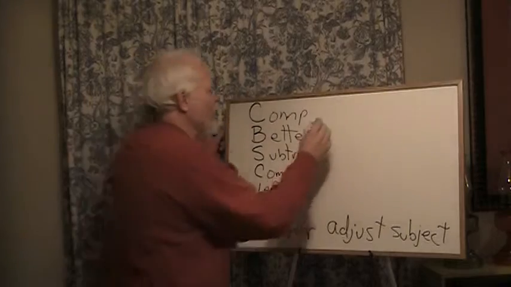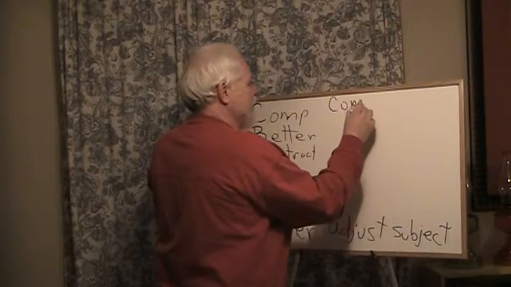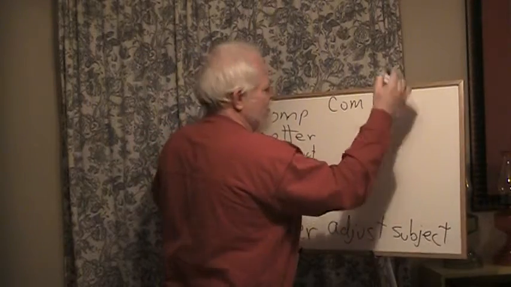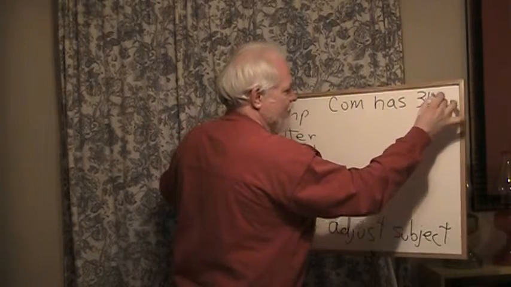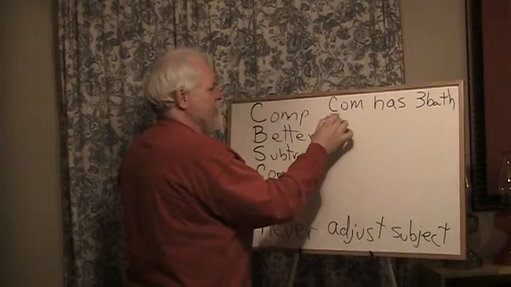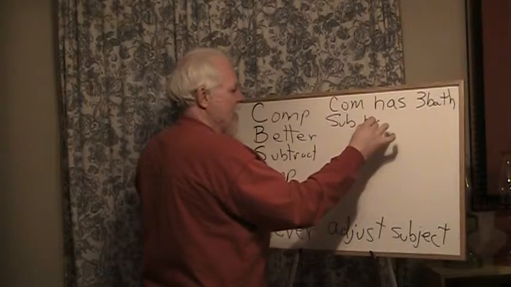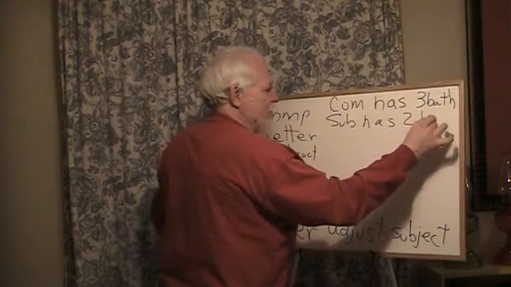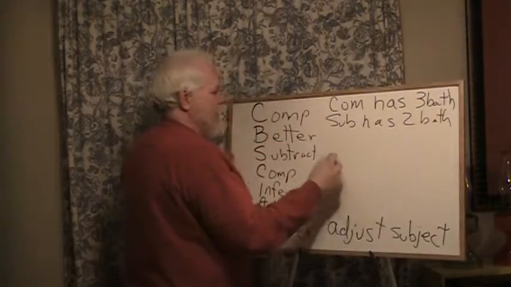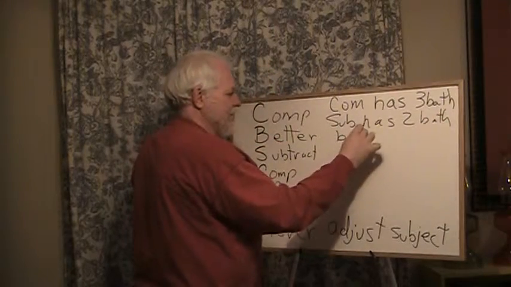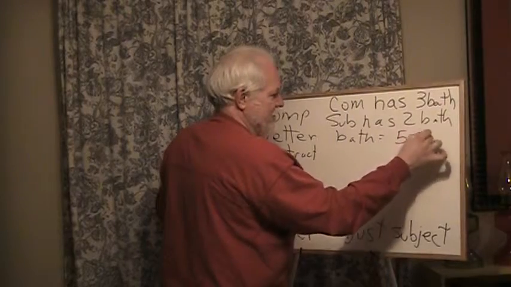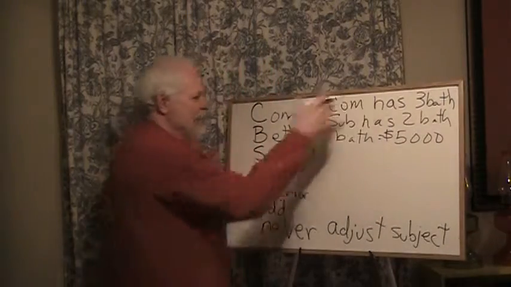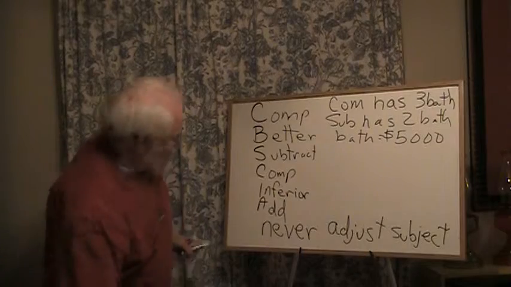So we have a problem that says the comp has 3 baths. The subject has 2 baths. And a bath is worth $5,000. All right? That information's given in the question.